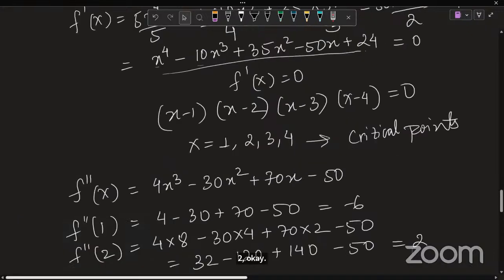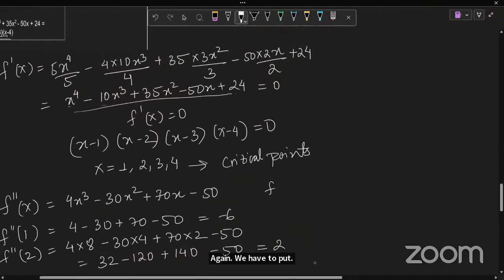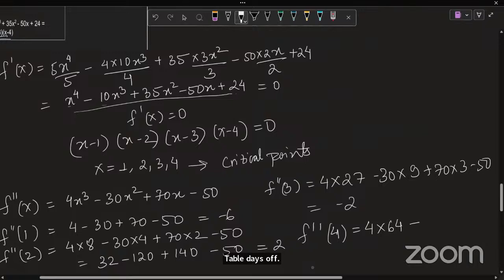Let me zoom out a little bit. Okay, f double dash 3. What will you get? 4 into 27 minus 30 into 9 plus 70 into 3 minus 50. We will get minus 2. Okay, f double dash of 4: 4 into 64 minus 30 into 16 plus 70 into 4 minus 50.